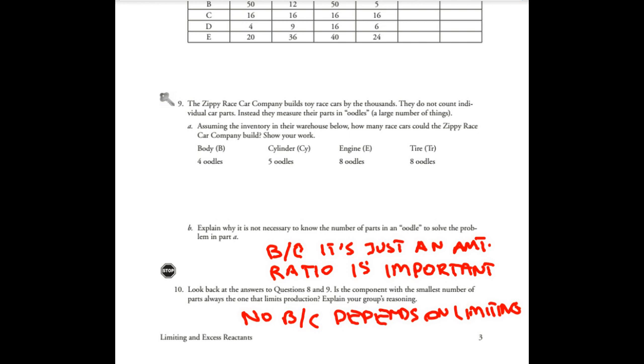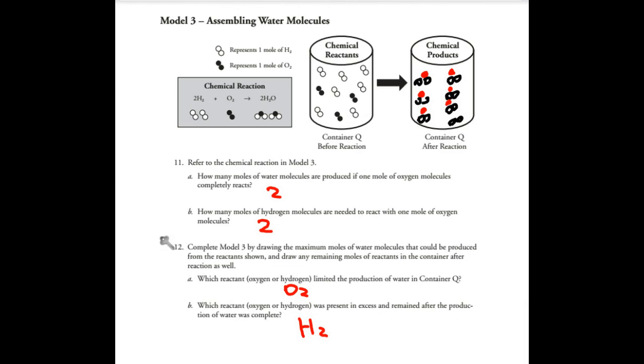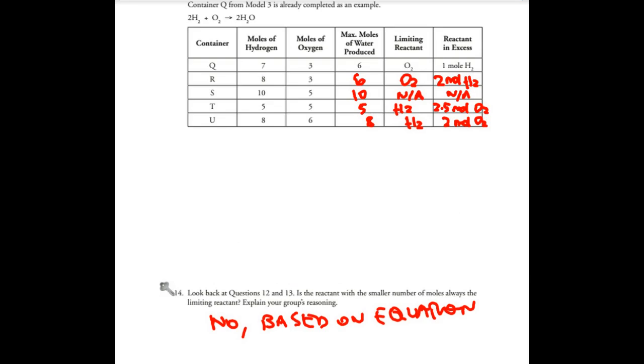For 9B, I just answered that in the previous question. It's just a ratio, and because it stays the same, it doesn't matter. And for 10, no, because what matters is what's limiting, not necessarily the smallest number of parts. So that's the next page with the Model 3. We have the molecules drawn in the chemical products. We have a total of 6 of those with some leftover H2s, and those are the answers for the page. And those are going to be the answers for the next page.